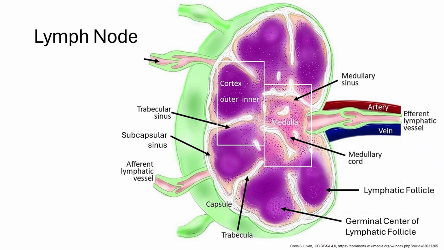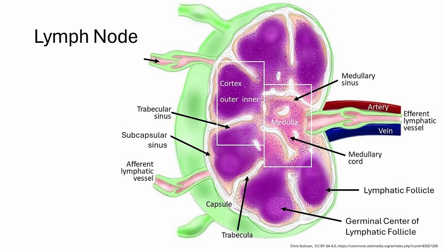Lymph flows into the lymph node through afferent vessels and travels through the subcapsular and trabecular sinuses in the cortex. As lymph travels through the cortex, it passes by lymphocytes that are organized in spherical clusters called lymphatic follicles. Lymphocytes that become activated divide, forming germinal centers within the lymphoid follicles.